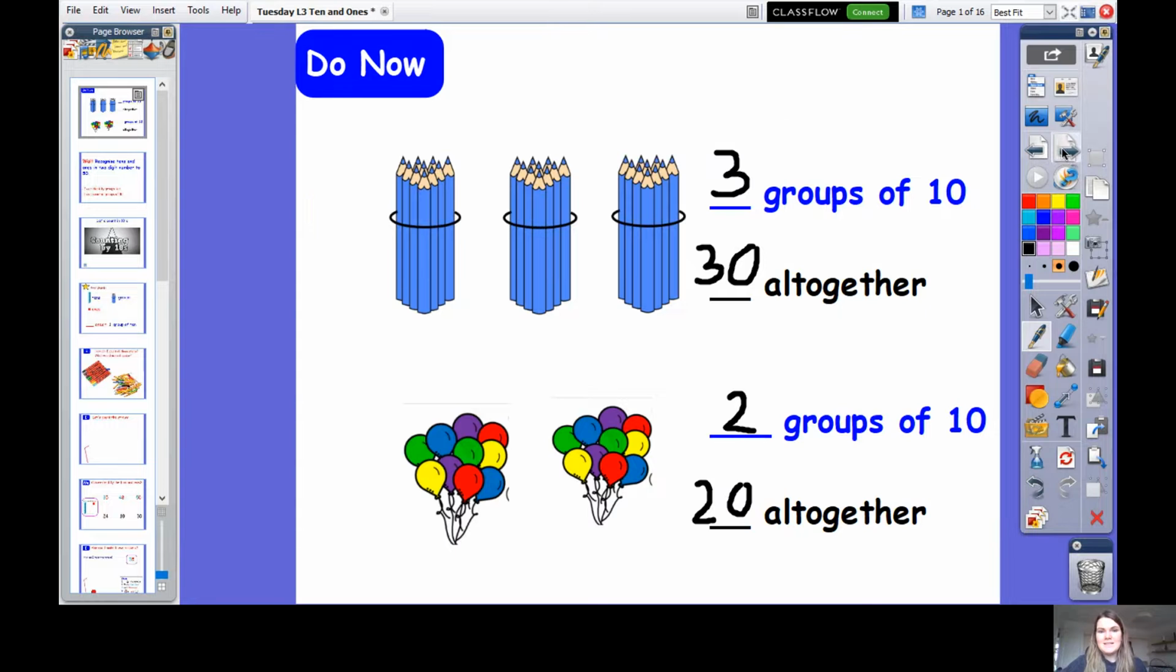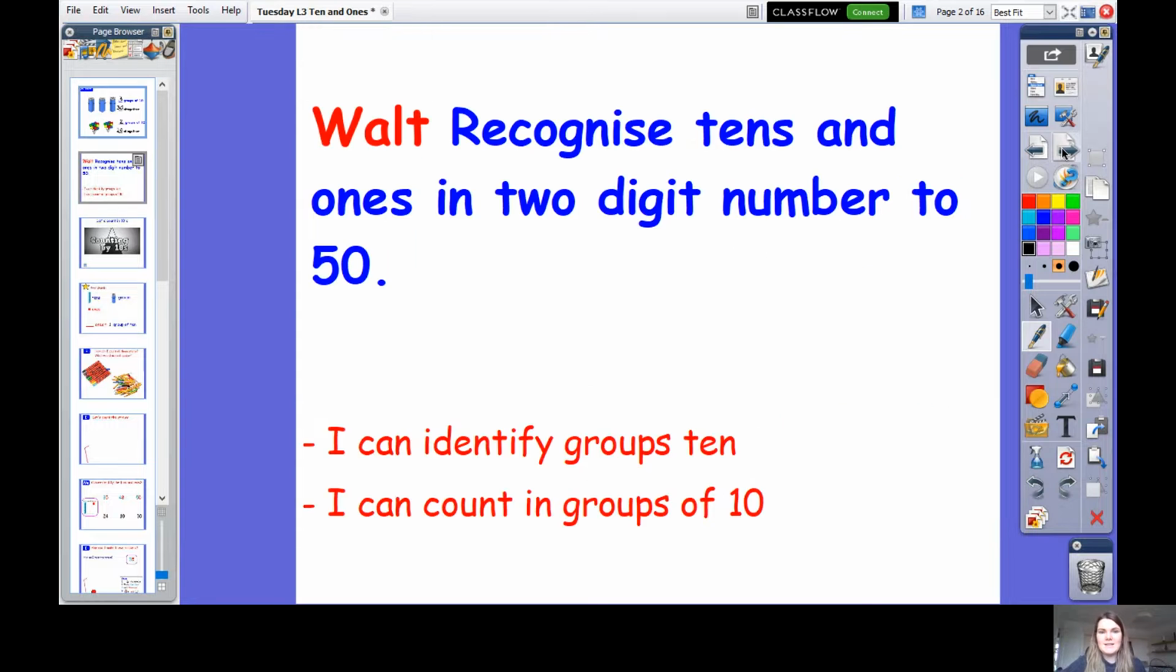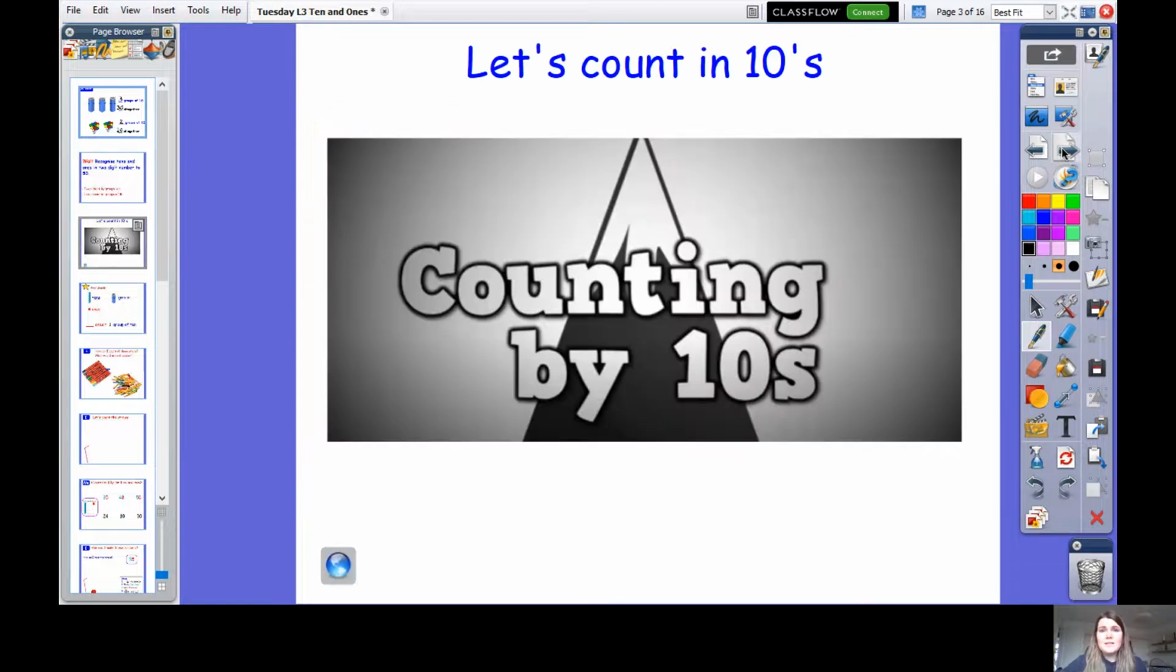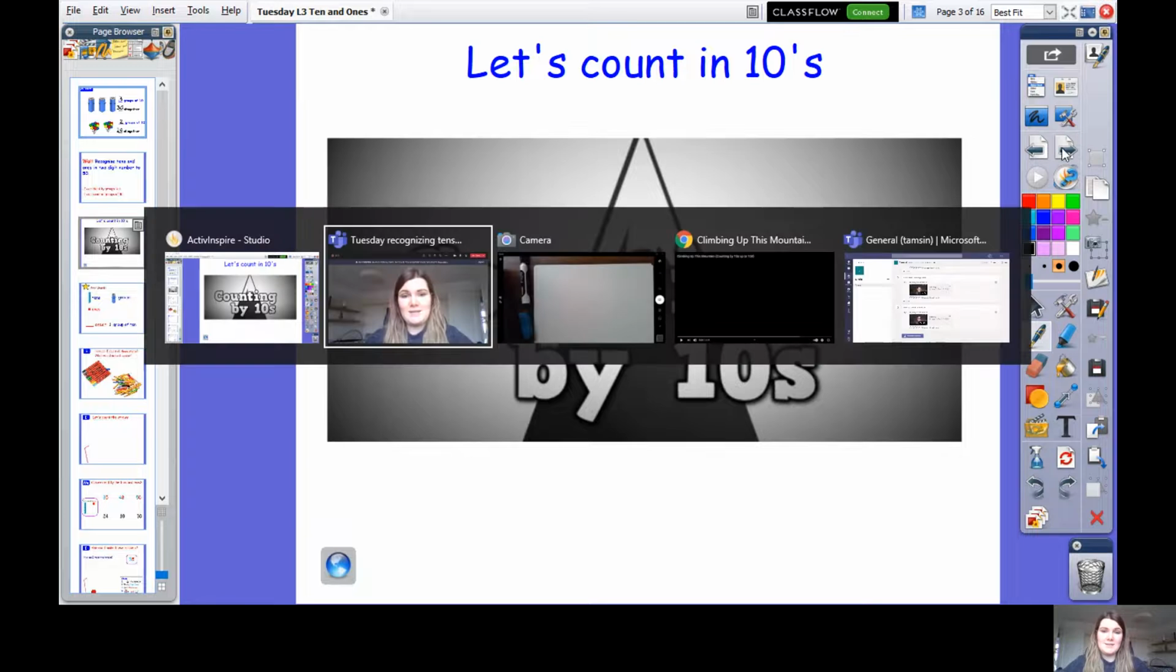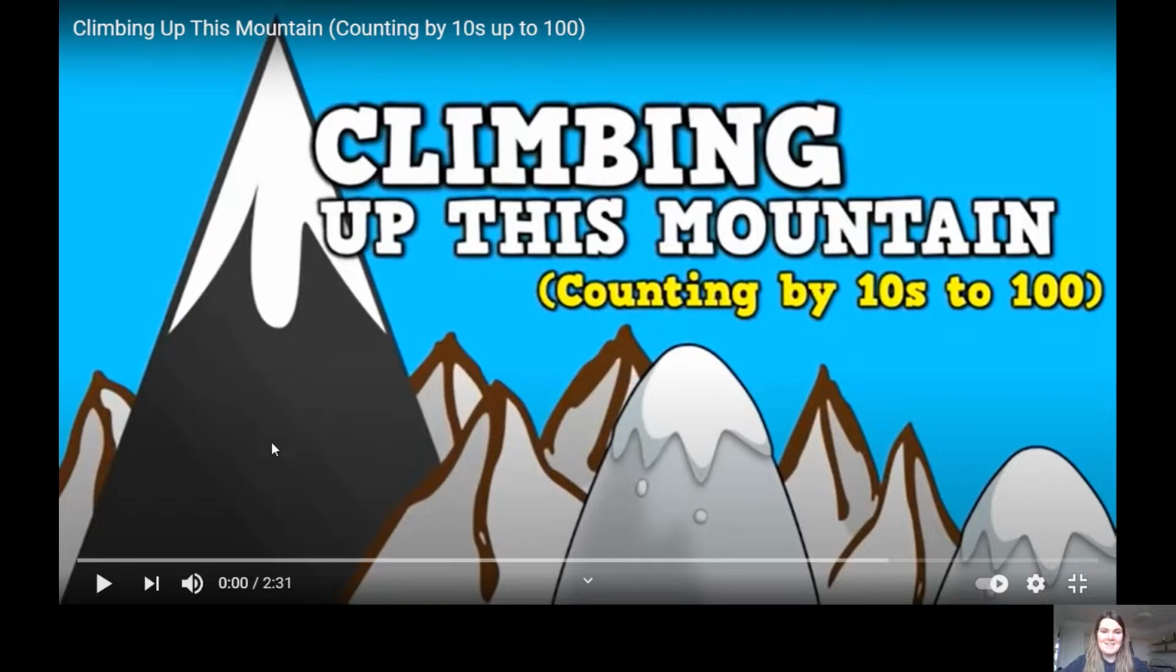Great work, guys. So in our lesson today, we are going to be recognizing tens and ones in 2-digit numbers. So we're going to be able to count 2-digit numbers, for example, 32 or 48 or 26. And we're going to be able to count and represent those today. So I thought we'd do a little song counting in tens. So I hope you're ready. We're going to be marching up a mountain for this. Are you ready? Join in.